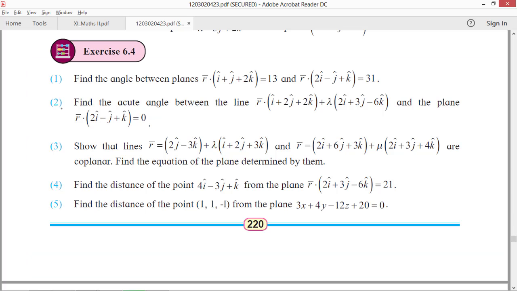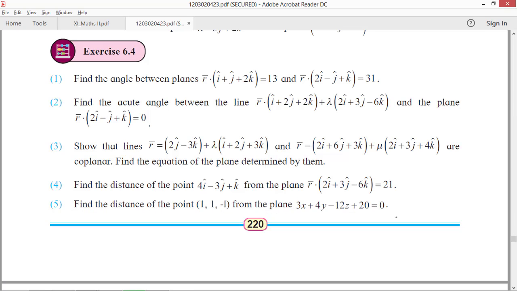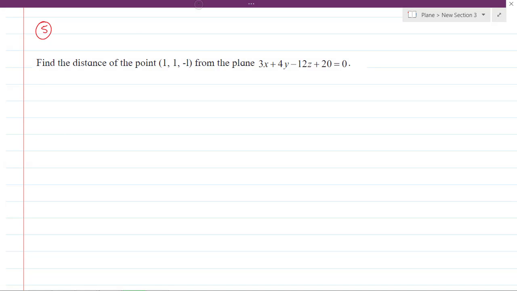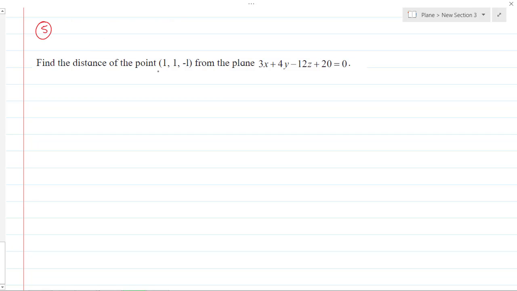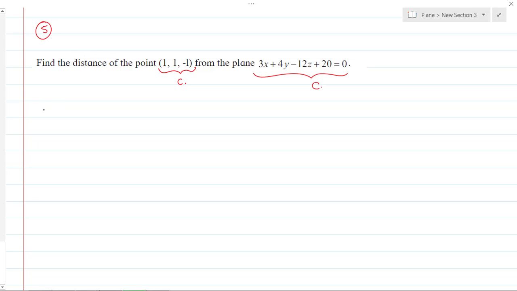It says find the distance of the point 1, 1, minus 1 from the given plane. The concept here is to understand that the given question is in the Cartesian form, and the plane equation is also in the Cartesian form. So how do we get the distance of this point from this plane in the Cartesian form? You can note this formula directly.